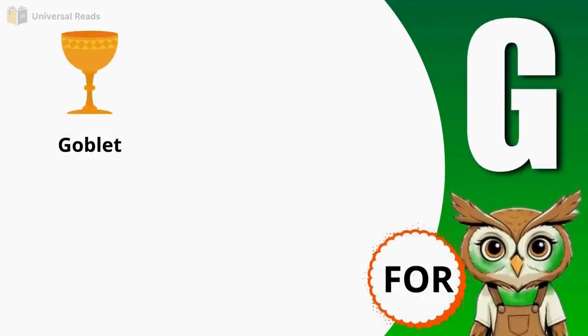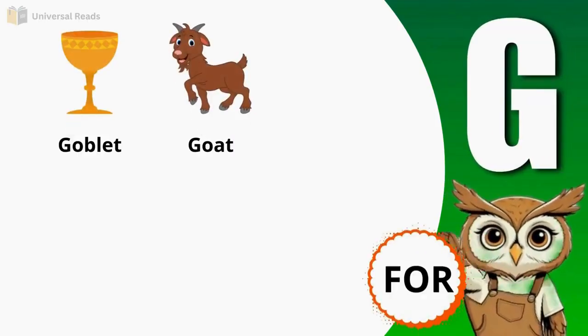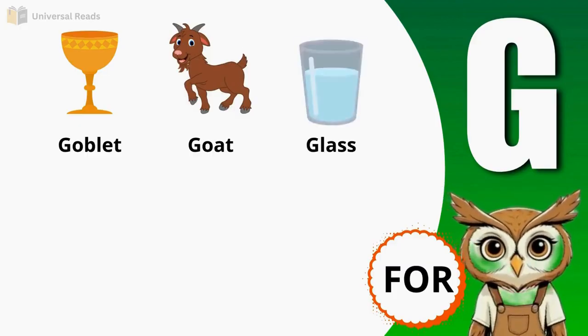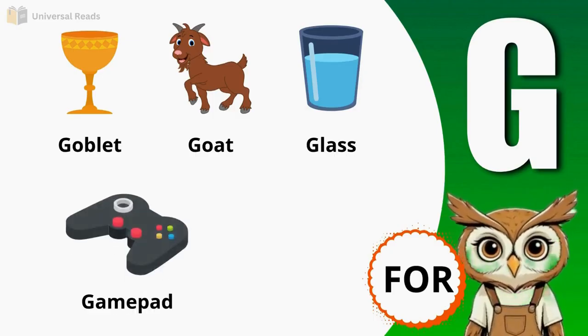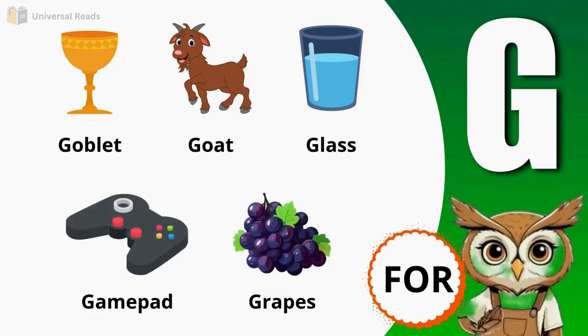G is for goblet. G is for goat. G is for glass. G is for gamepad. G is for grapes.